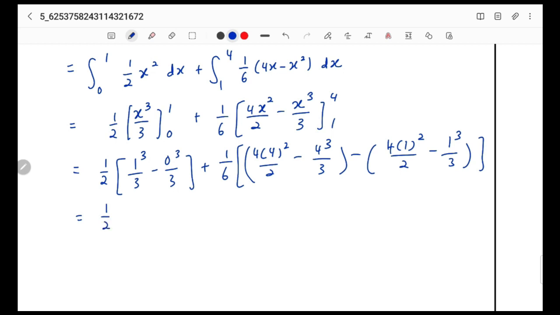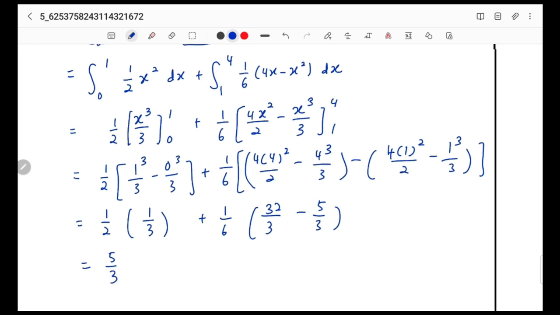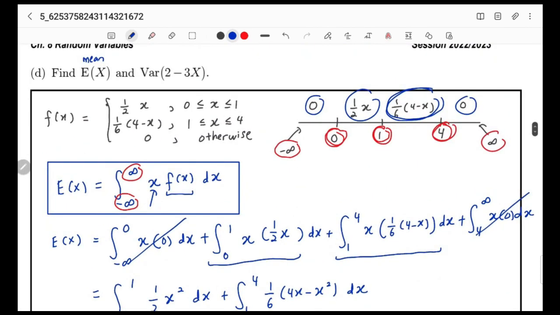Here it's going to be 103, and then up here 32 over 3 minus 5 over 3. So you're going to end up with 5 over 3. So this is the value for EX.